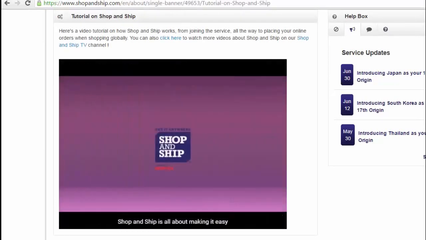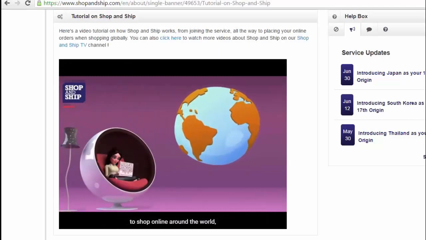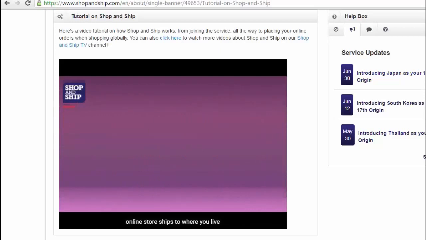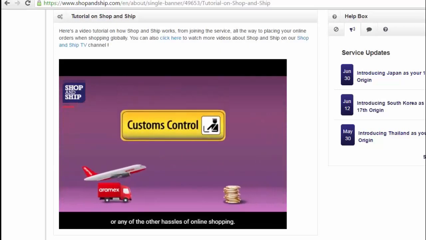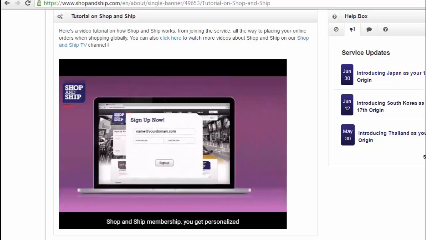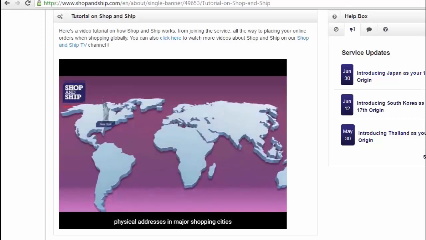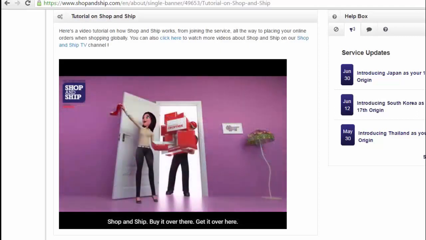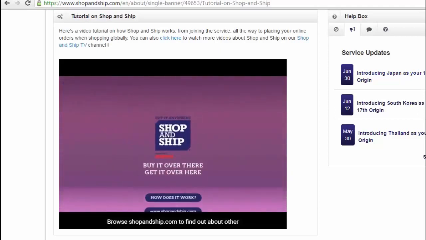Shop and Ship is all about making it easy to shop online around the world, so you don't have to worry about whether your favorite online store ships to where you live, or dealing with customs, or any of the other hassles of online shopping. When you sign up for a lifetime Shop and Ship membership, you get personalized physical addresses in major shopping cities like New York, London, Shanghai, Dubai, Mumbai, Istanbul, Hong Kong, Johannesburg, and Frankfurt. Shop and Ship. Buy it over there, get it over here. Browse shopandship.com to find out about other added value services that come with your lifetime membership.